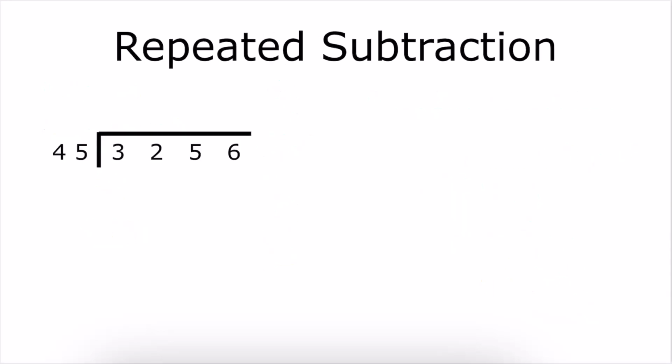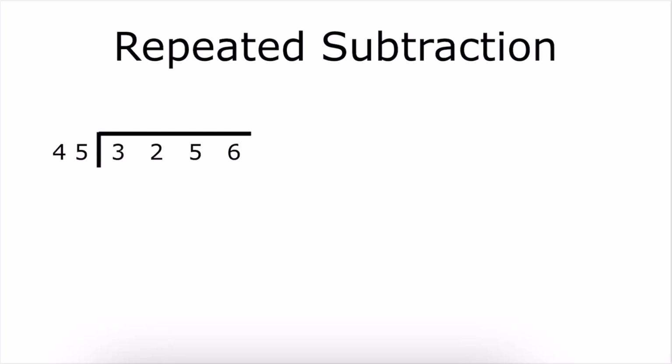And another way you can also think about this is by doing repeated subtraction. So the idea of repeated subtraction is to subtract groups of 45 until you can't subtract them anymore. So for example, in this problem, I could take 3,256 and subtract 45 over and over and over again until I can't subtract 45 anymore. And then however many times I subtracted it, that would be the answer to this problem.